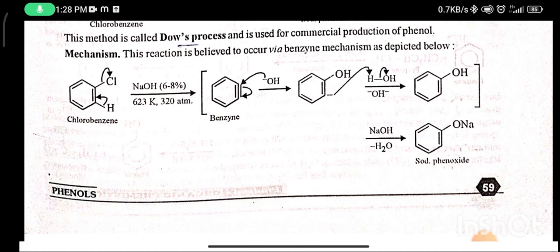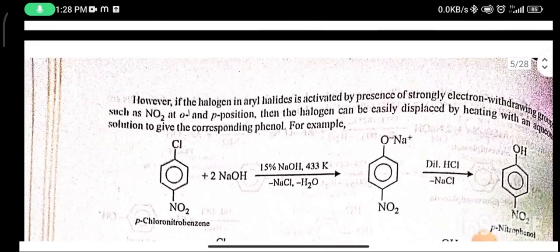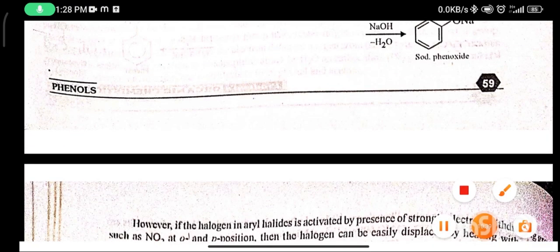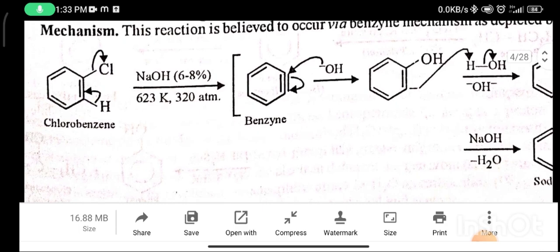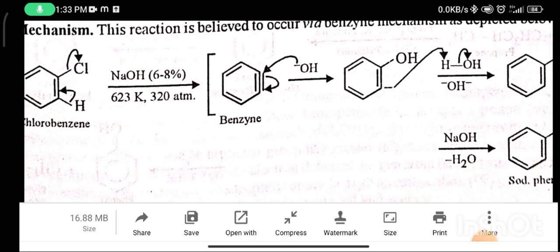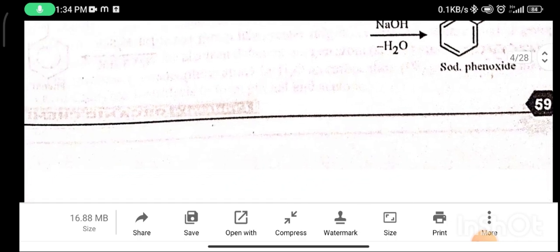Mechanism. This reaction is believed to occur via the benzyne mechanism as depicted below. Chlorobenzene reacts with NaOH 6 to 8% at 623 Kelvin, 320 atmosphere, and forms the intermediate benzyne. Ultimately it reacts with NaOH, and by the removal of water, it forms sodium phenoxide.